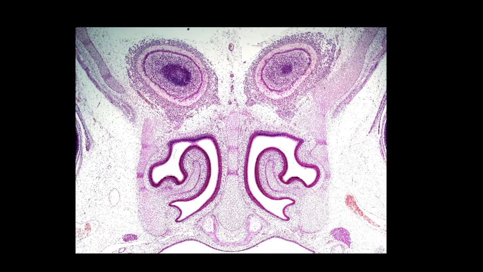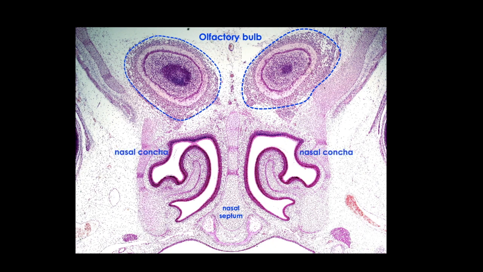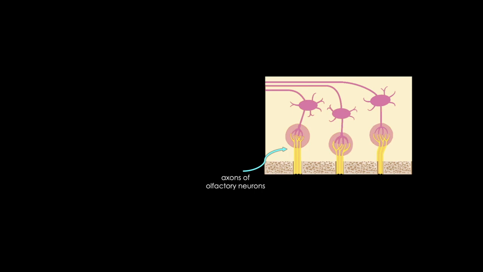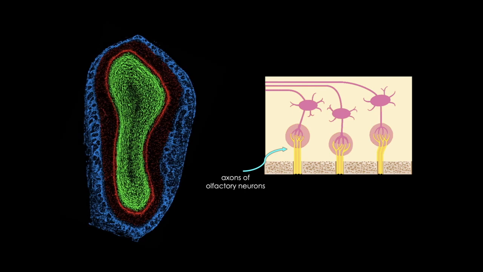Here we have an H&E stained frontal section of the head of an embryo showing from top to bottom the olfactory bulbs, the nasal septum dividing the nasal cavity, and the concha with olfactory mucosa. Now let's look a little bit closer at these layers of the olfactory bulb. This cartoon shows our layers with the olfactory neuron axons penetrating the cribriform plate. Now the main olfactory bulb, as shown in this image on the left, has a multi-layered cellular architecture, but I'm only going to talk about two of these layers.